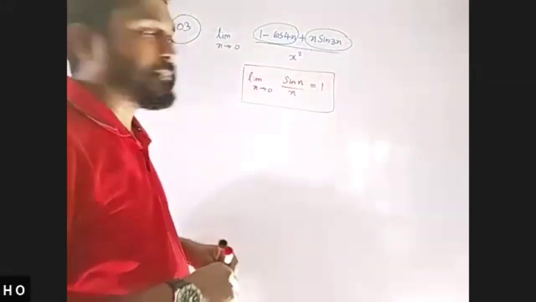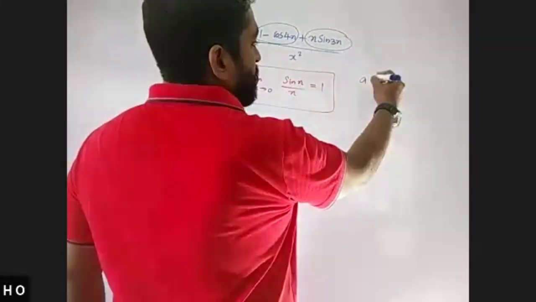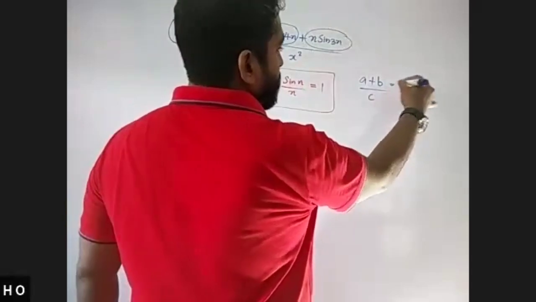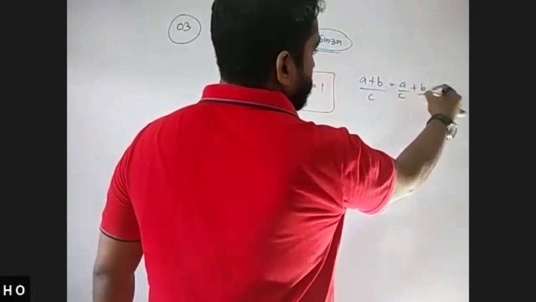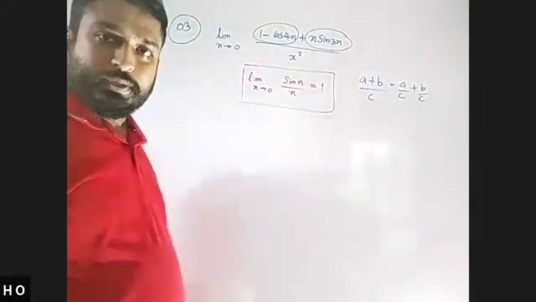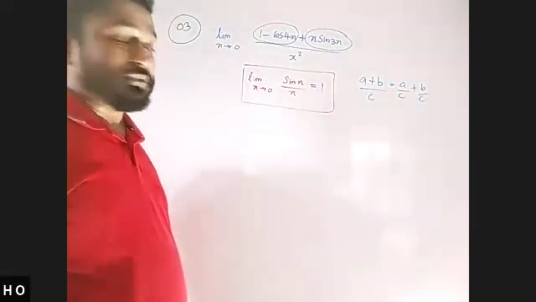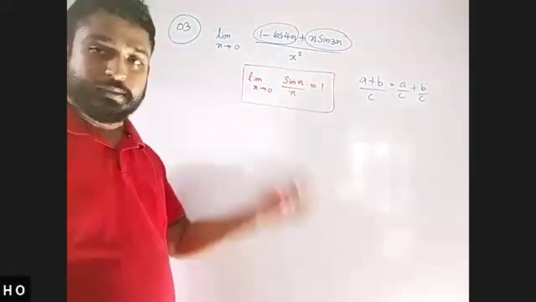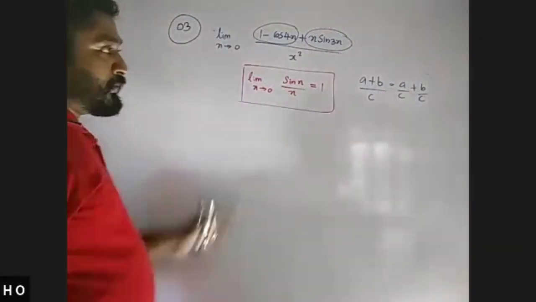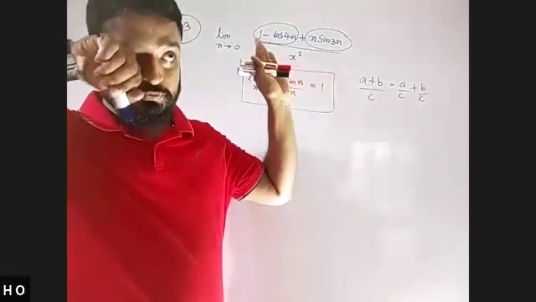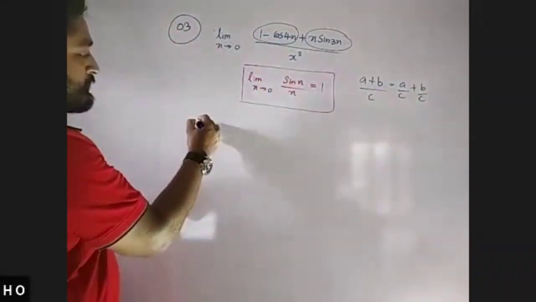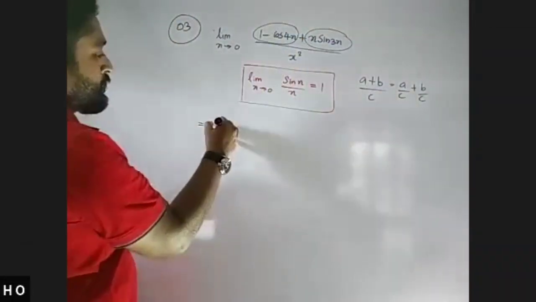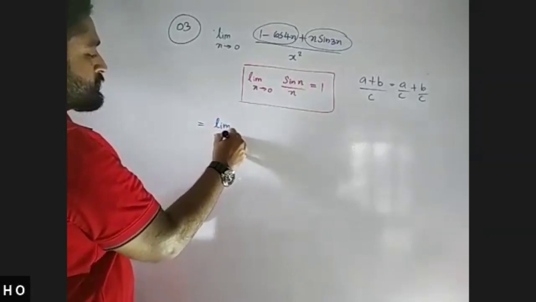You know that in maths, when you have a plus b over c, you can write it as a over c plus b over c. You can separate a division where you have an addition or subtraction in the numerator. You don't need to write this down in the answer. This is for explanation. So the first step is, I'm going to separate these two. Limit x tends to 0.